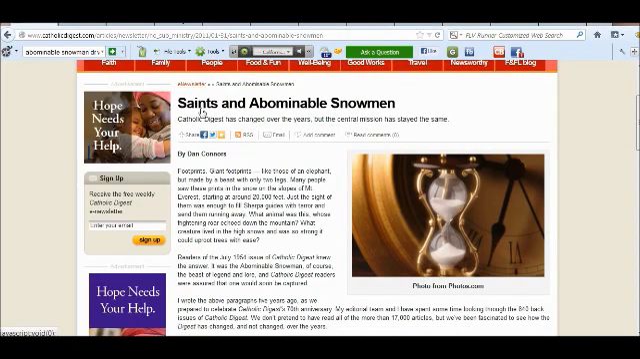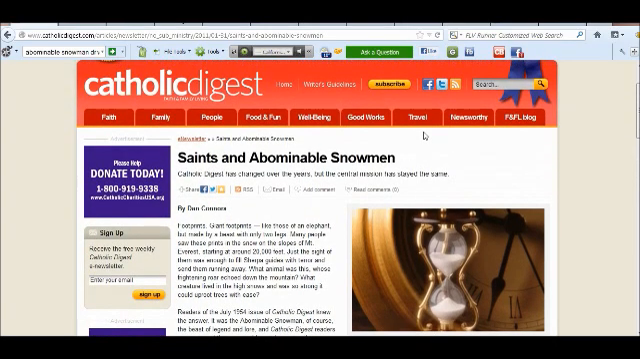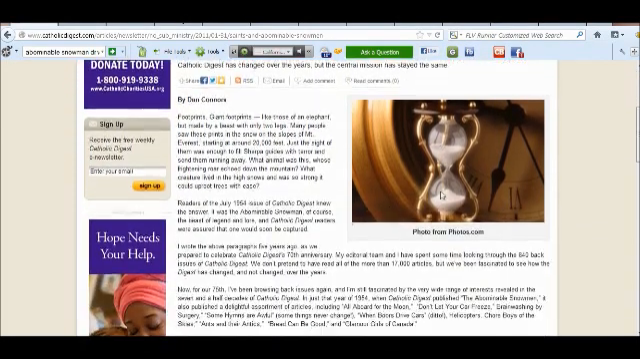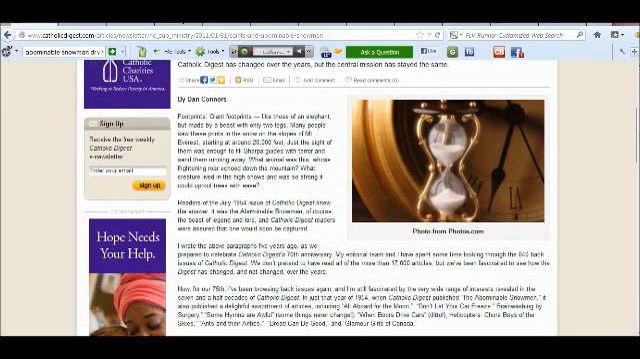Right, so let's just go back to this. Is something I found which is very strange. Saints and Abominable Snowmen. Now this is from the Catholic Digest. Very strange. I don't know what date this was done. But it says here, readers of the July 1954 issue of Catholic Digest knew the answer. It was the Abominable Snowman, of course. Why would they be talking about this?